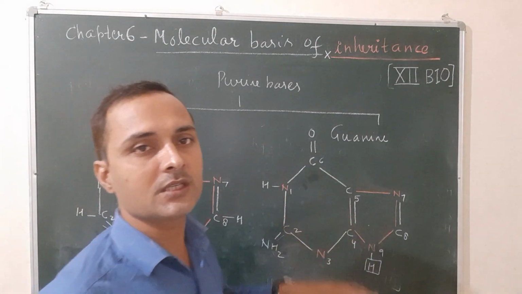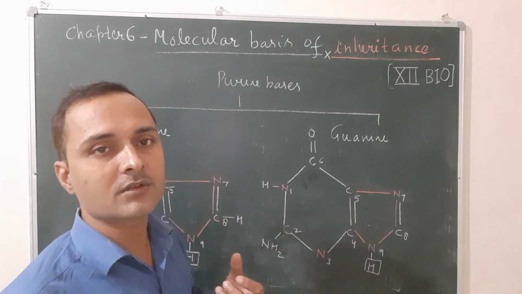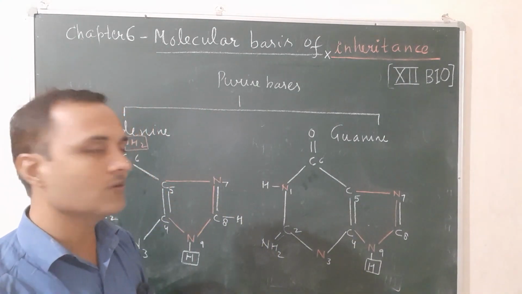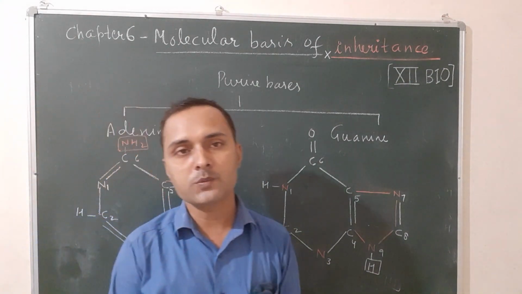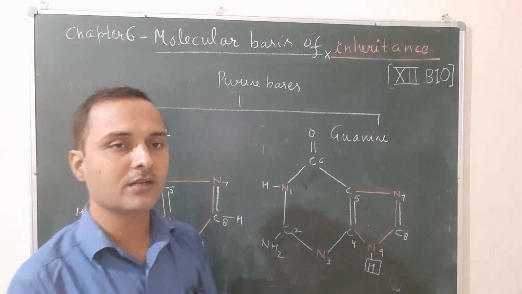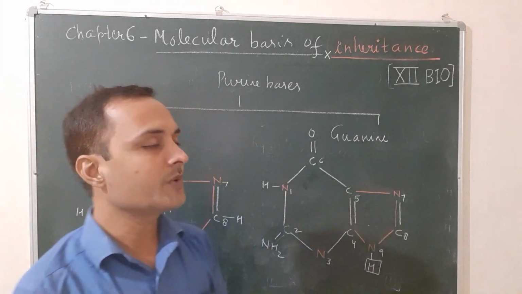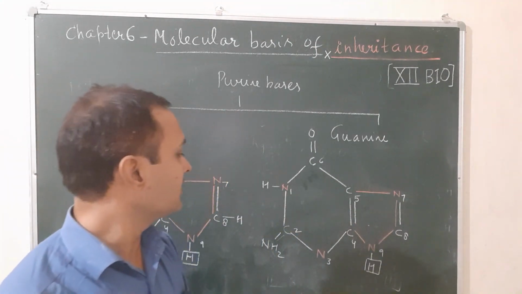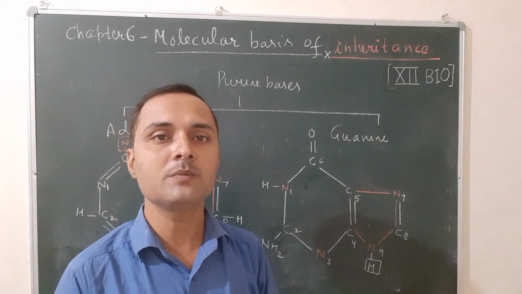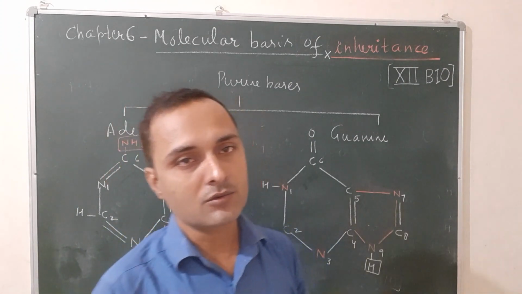So purine bases are heterocyclic compounds having 2 rings, and in the rings the total number of carbon atoms is 5 and the total number of nitrogen atoms is 4. Okay, the purine bases are found in both DNA and RNA, and the most common purine bases are adenine and guanine. Adenine is also known as 6-amino purine, and guanine is also known as 2-amino 6-oxypurine. So this is all about the structure of nitrogenous bases.